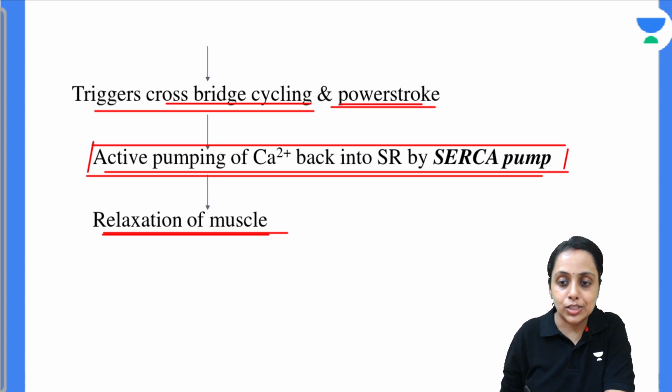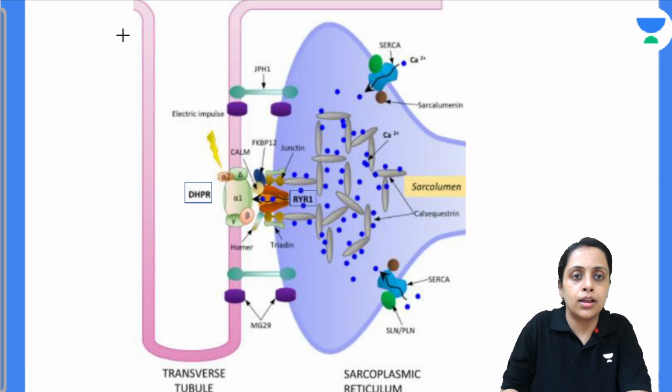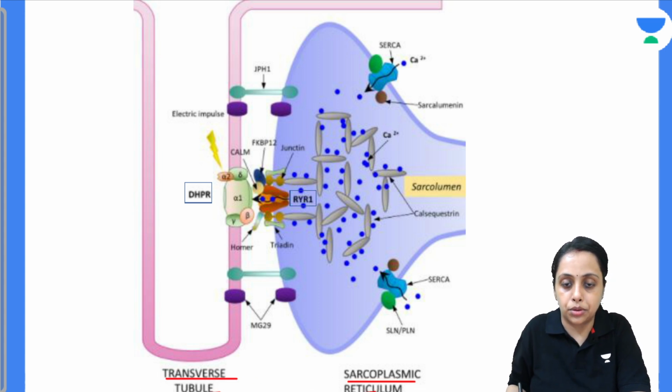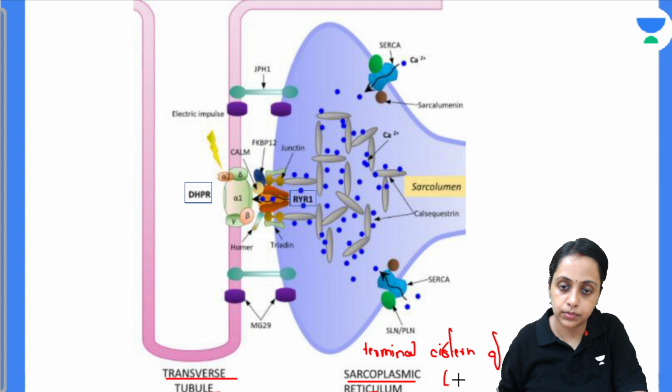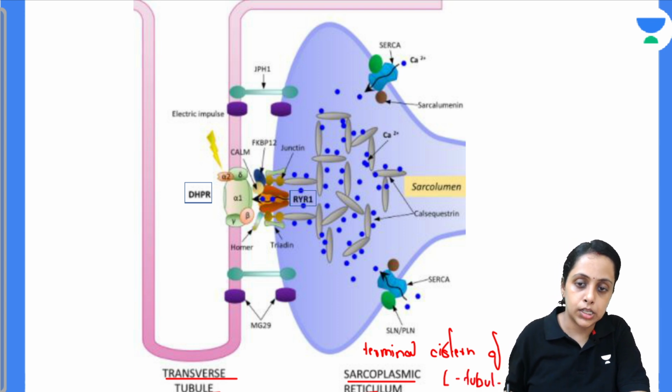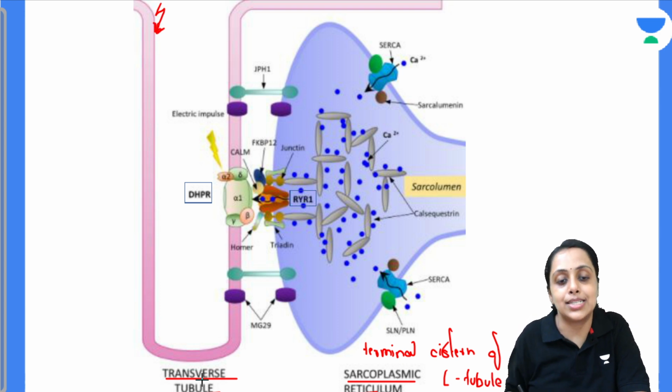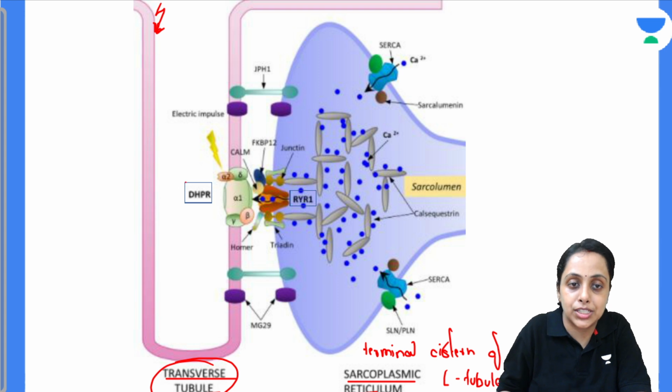Is this clear? So see, this is the diagram also. This is our T-tubule, this is our sarcoplasmic reticulum, and you can say terminal cistern of L-tubule. So what happened? From the sarcolemma, the end plate potential reaches to the T-tubule. So that causes conformational change in our dihydropyridine receptor. So what happened? Due to conformational changes out here, the ryanodine receptor opens up.